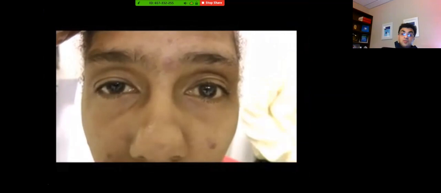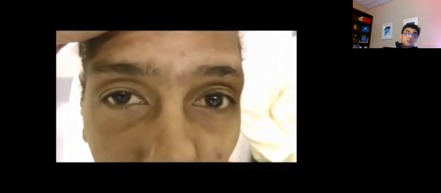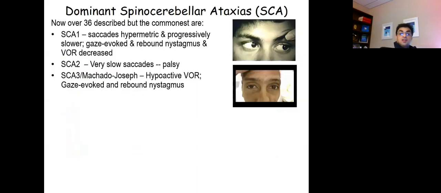In SCA3, another important thing you want to make sure of is they also have some forms of dystonias. They can also have facial spasms. They can also have hemifacial spasm, blepharospasm. These are also quite common in these patients. And they also have ophthalmoplegia.